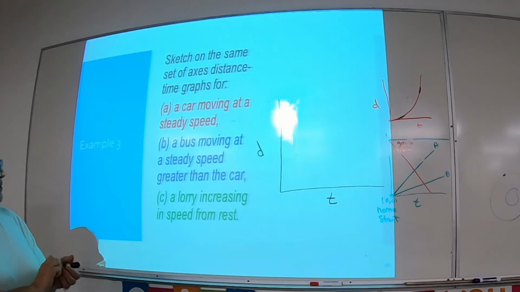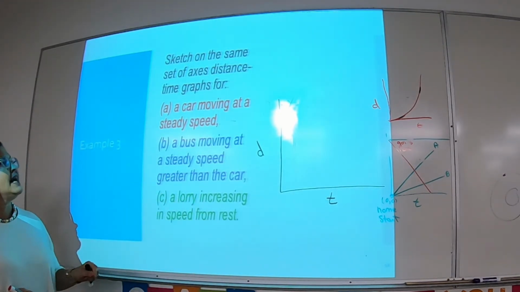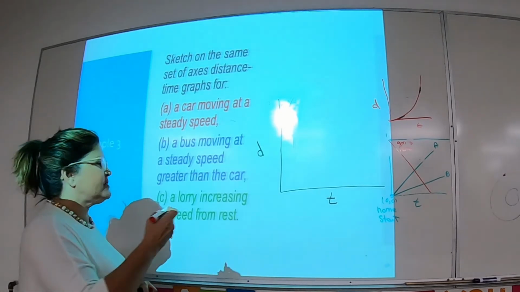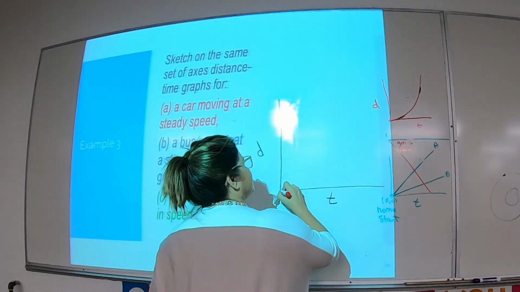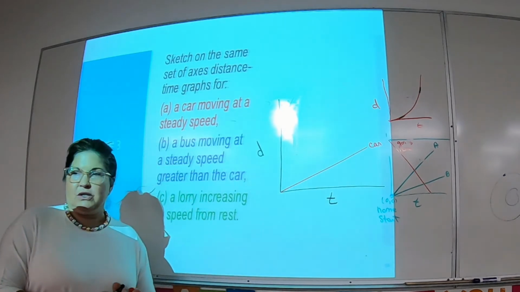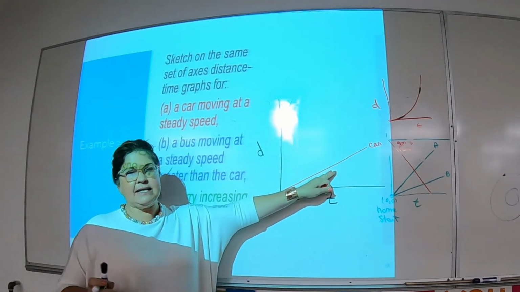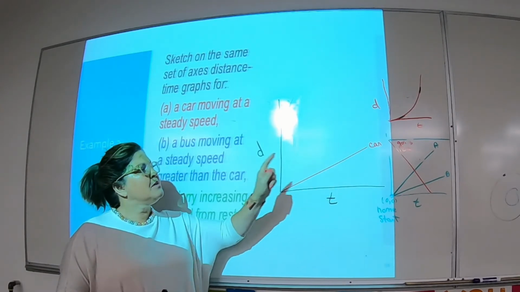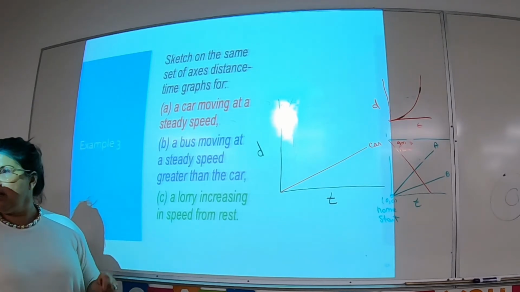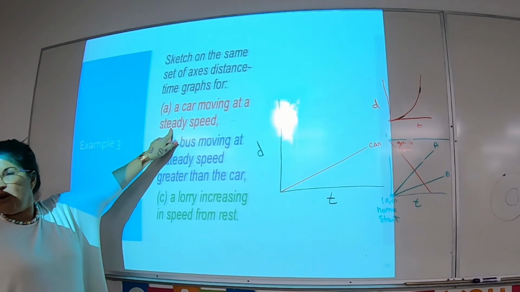Don't know if I have all these colors, but I'll give it a try. It says a car moving at a steady speed. Whichever way, whatever the slope is you put on that, and it doesn't have to be this slope, but you absolutely have to have a straight line, because it's saying it's a steady speed or a constant speed.